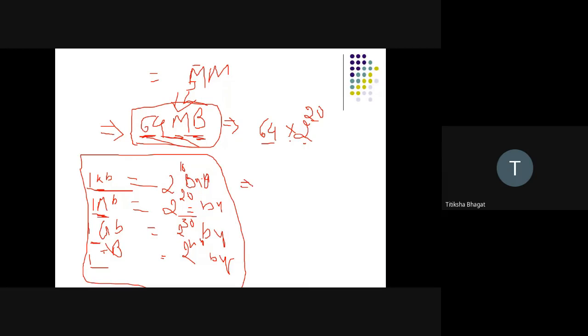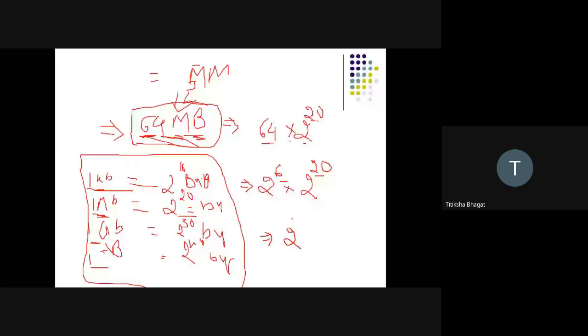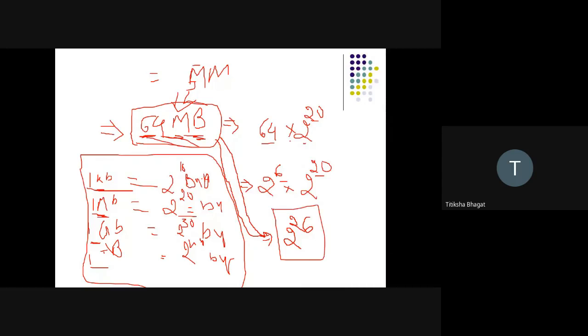Now write this 64 again as a power of 2. How will you write 64 as a power of 2? It is 2 raised to power 6, into 2 raised to power 20. So what will be the answer? 2 raised to power 20 plus 6, that is 2 raised to power 26. So 64 MB is nothing but 2 raised to power 26 bytes.